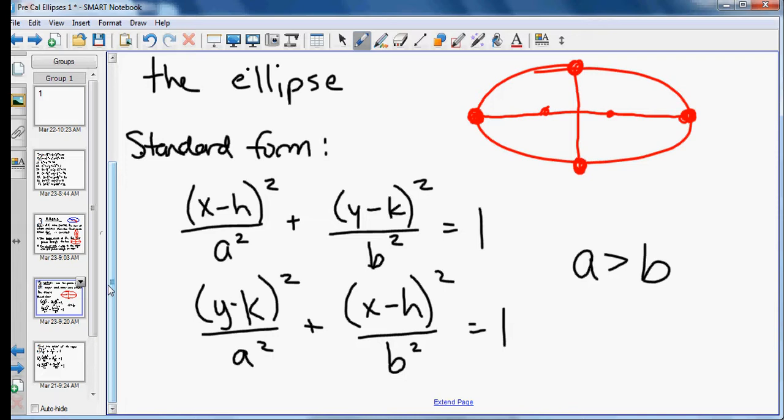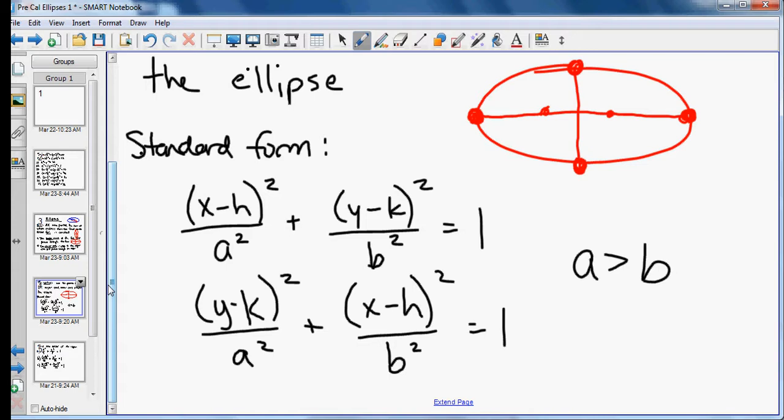And the second one, y minus k squared over a squared plus x minus h squared over b squared is equal to 1. And the reason there's a difference is it matters which one is bigger. Well, a is always the bigger one, I should say, excuse me. So whether the bigger number is under the x term or the y term, that's what makes the difference. That's going to affect whether we are a horizontal one, like I've been drawing most of the time, or a vertical one.